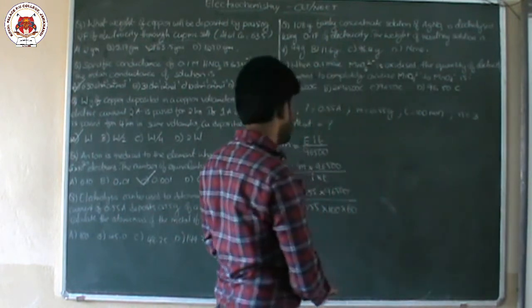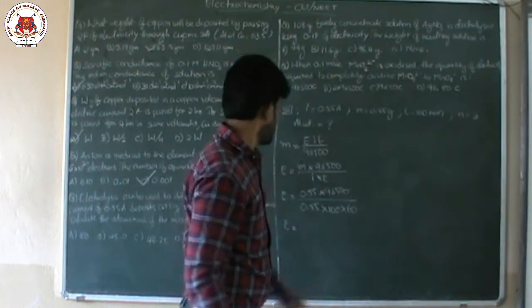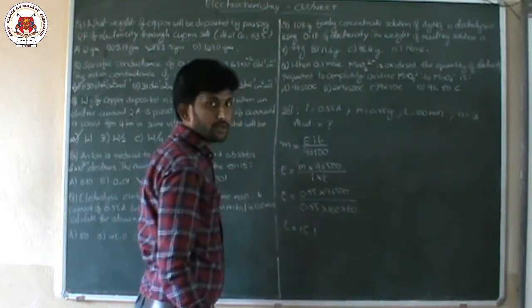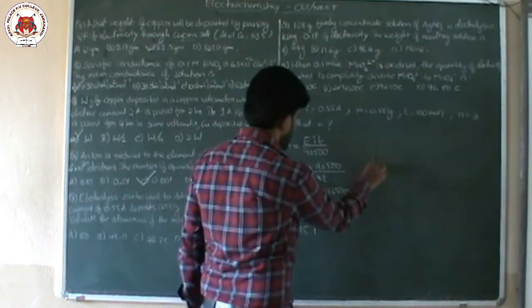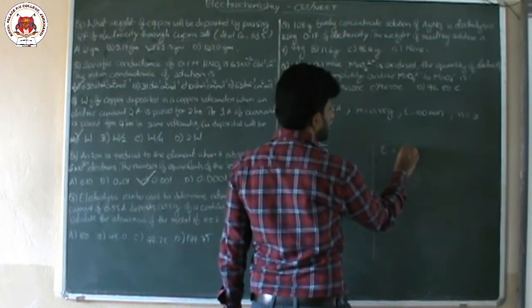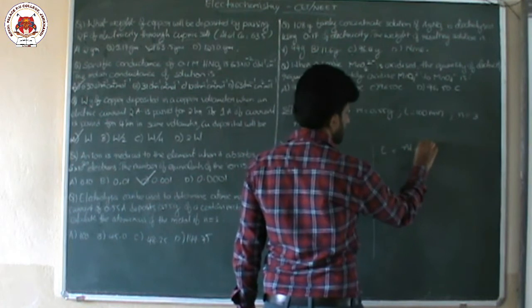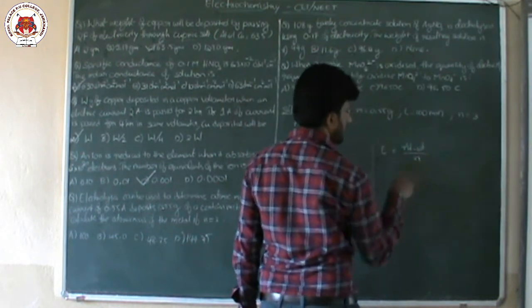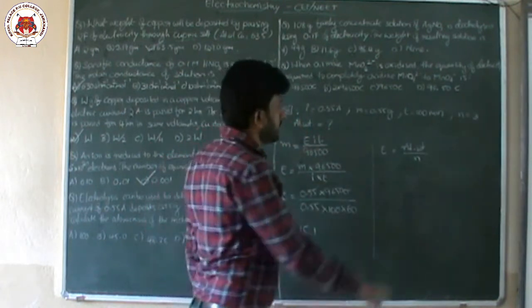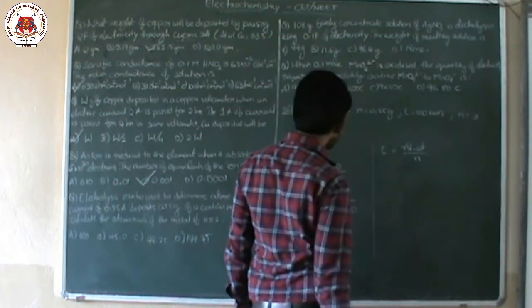Or 15 also you can consider. Roughly we have taken this, roughly I am taking this 15.1. Then what is the equivalent weight formula? Equivalent weight is equal to atomic weight divided by N, right? Valency. Atomic weight by valency, N. It is given 3.